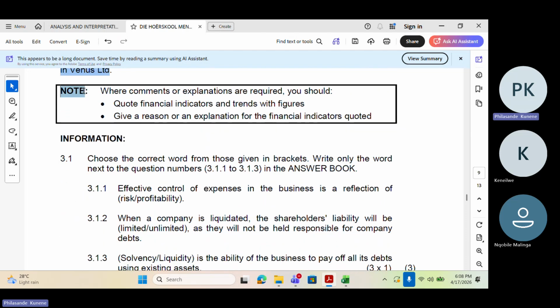Then they're saying here, note, where comments or explanations are required, you should quote financial indicators and then trends with figures. Very important, because we're comparing 2 years here. We want to check whether the company is improving or not, right? For you to see whether you're improving or not, you need to compare 2 things here, your previous performance and your current performance, right? That's what we're actually looking at.